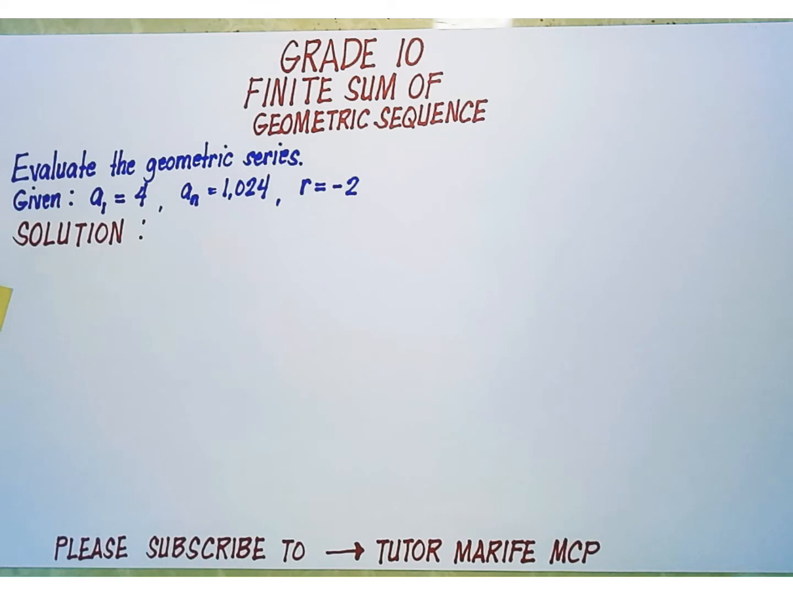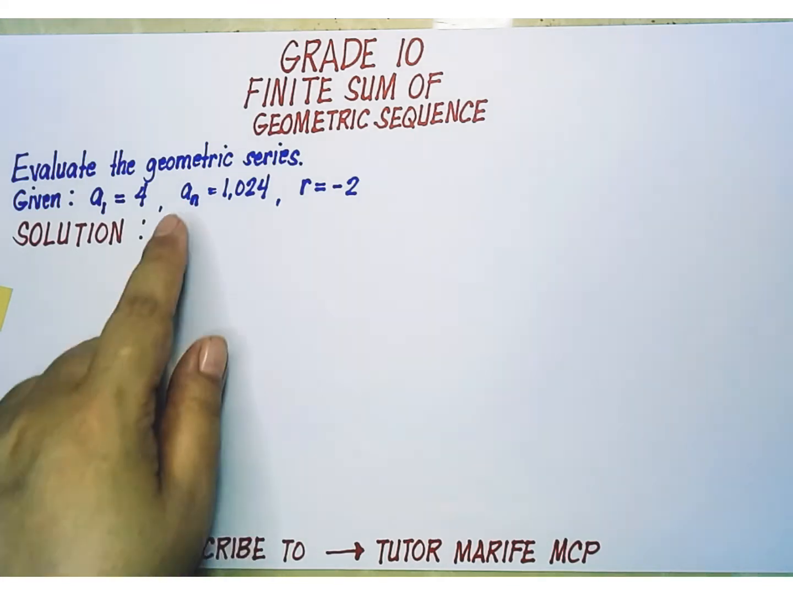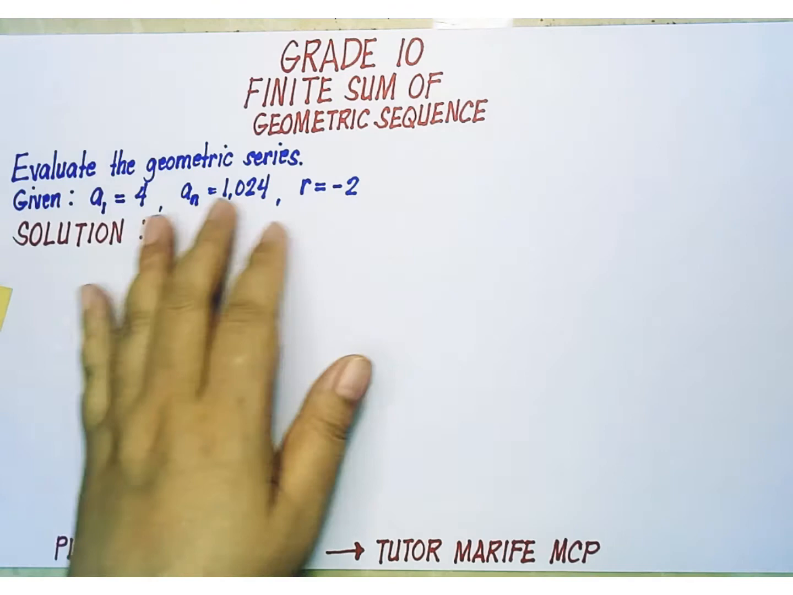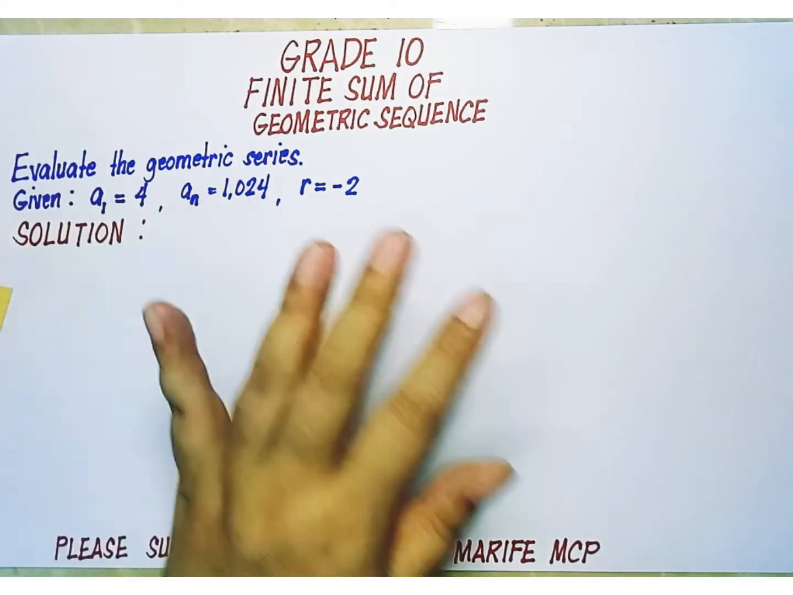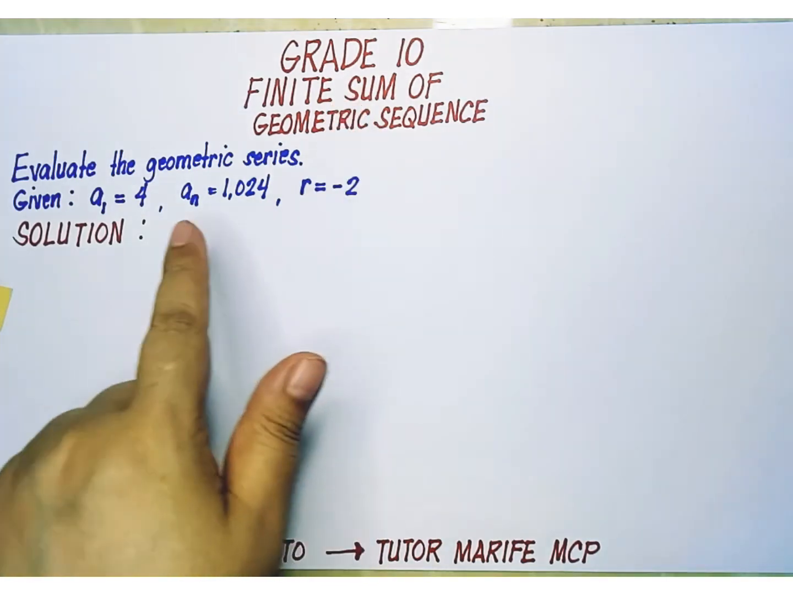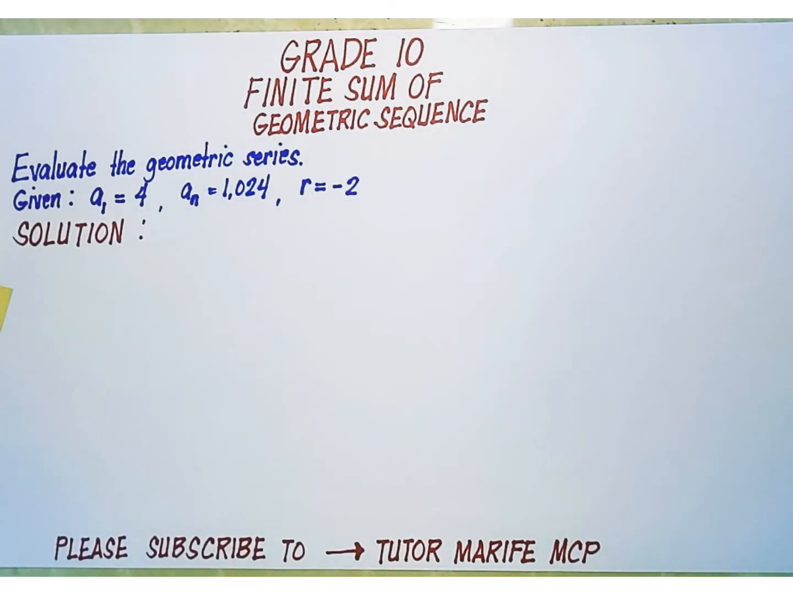Doon sa mga naunang na-solve natin, wala tayong final term as given. Instead, we have the number of terms to be added. Okay, so dito naman, wala tayong bilang ng terms to be added. So it's one of our hidden problems, yung n, para ma-solve natin yung finite sum of this geometric sequence.